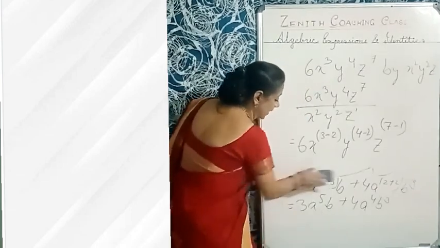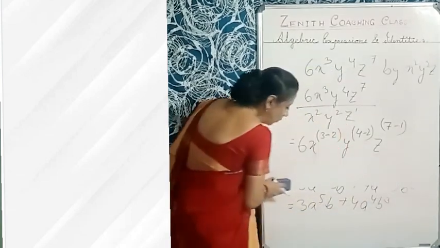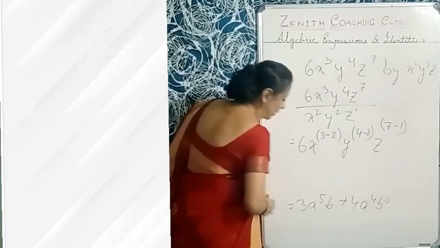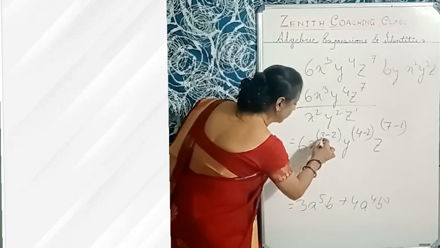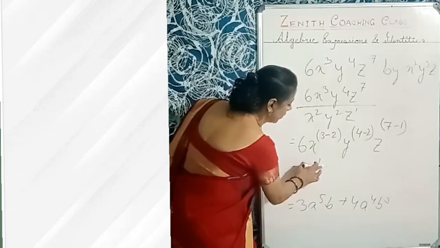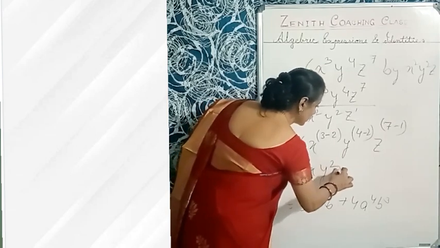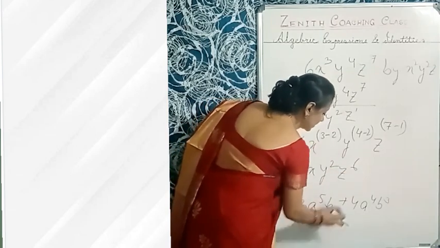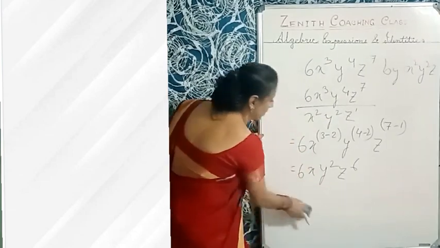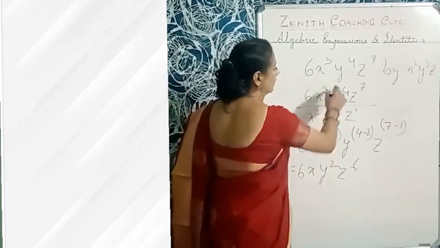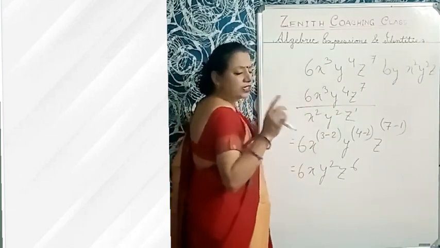In the case of division, we have to subtract, and in the case of multiplication, we have to add the power. So here is the answer: 6, x to the power 3 minus 2, that is 1, we will not write 1 here, that is x, y to the power 2, z to the power 6. This is the answer of it. Now you have to just divide and subtract the power. So I'll teach you another sum.